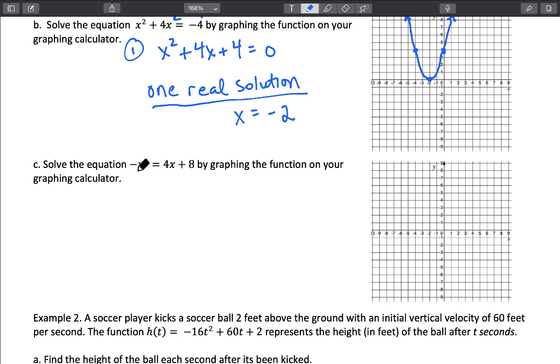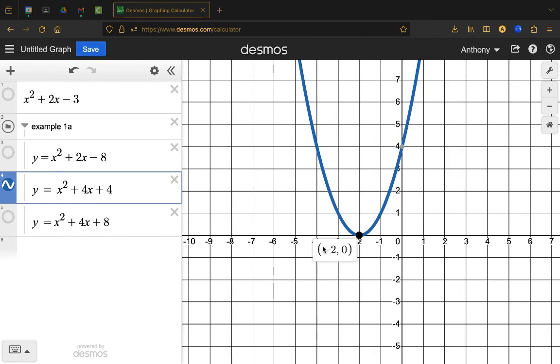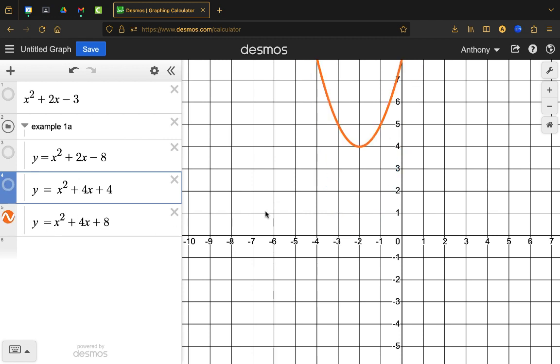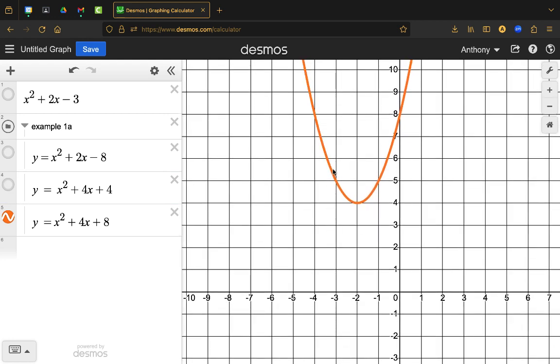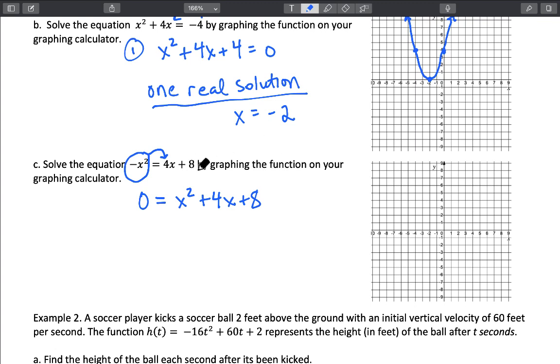We want to solve this quadratic equation by graphing the function on your graphing calculator. So this time we're going to take this negative x squared and bump it over here to the right hand side. So we'll have 0 is equal to x squared plus 4x plus 8. And we're going to take a look and see what happens when we graph this one. All right, here is x squared plus 4x plus 8. And what you notice is that this orange parabola comes down and it goes back up before crossing the x-axis. So for this particular case here, we have no real solutions.